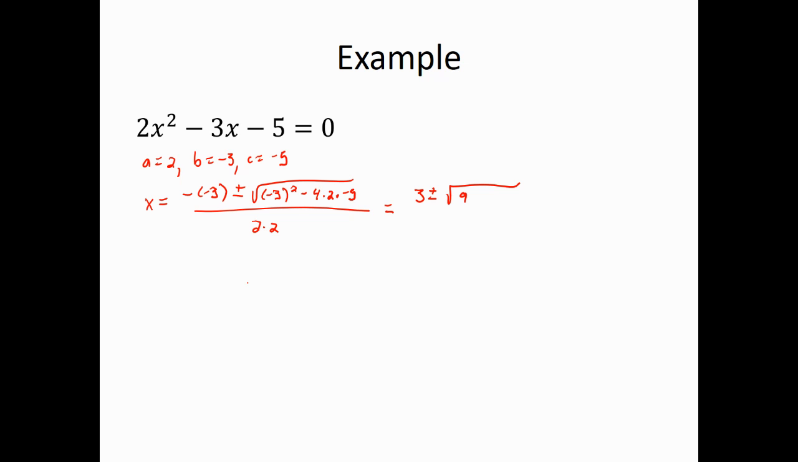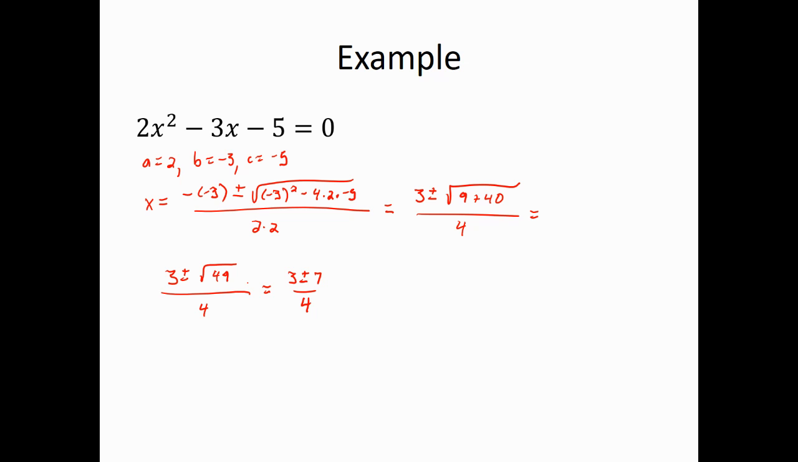4 times 2 times negative 5 is negative 40. And then we have minus negative 40, which means positive 40, of course, and all over 2 times 2, which is 4. So we then get 3 plus or minus the square root of 49. Ooh, that's nice because it's a perfect square, all over 4. The square root of 49 is 7. So we have 3 plus or minus 7 over 4.